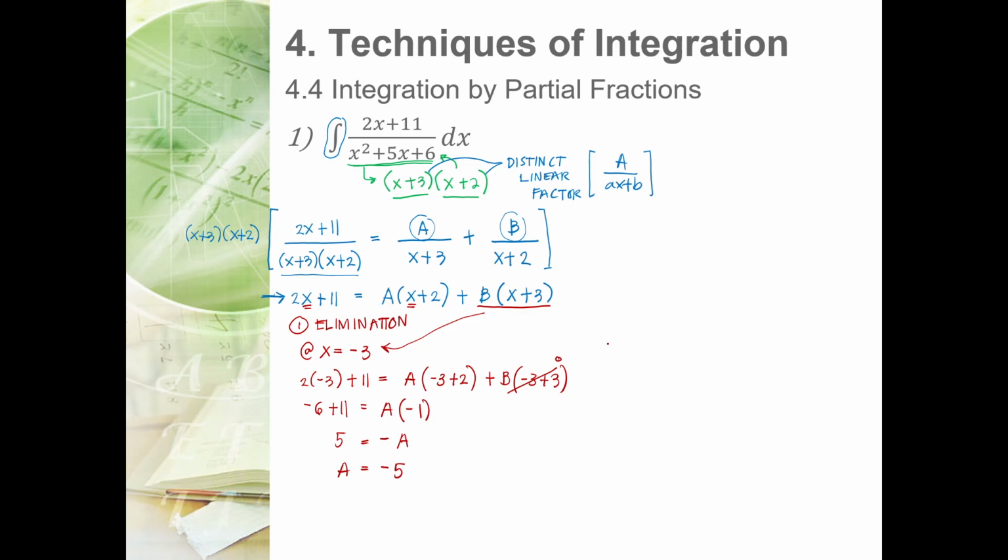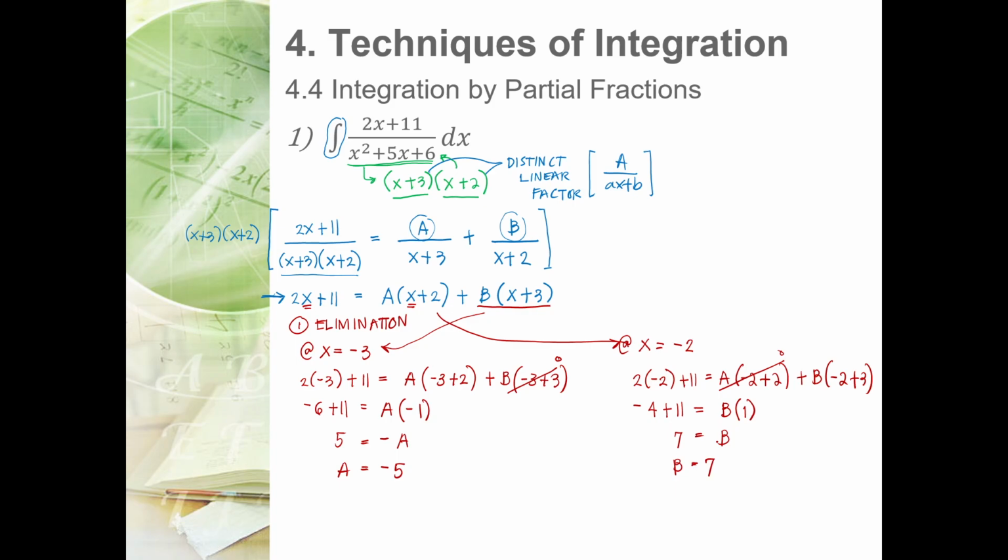The next step is for us to eliminate a. If you want to eliminate a, the x value must be negative 2. Again, it applies to the different values of x. So we have 2 times negative 2 plus 11 equals a times negative 2 plus 2, plus b times negative 2 plus 3. The a term becomes 0. What's left is negative 4 plus 11 is equal to b times 1, or just b. So your b is equal to 7. That's the first method.